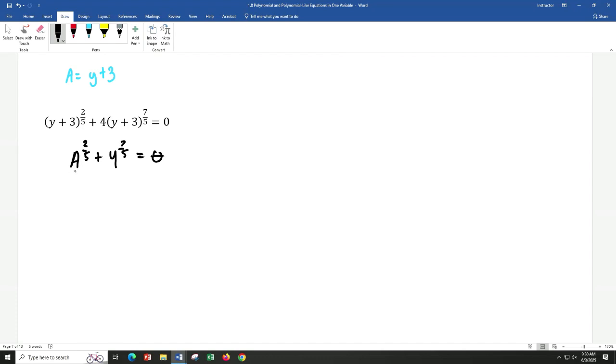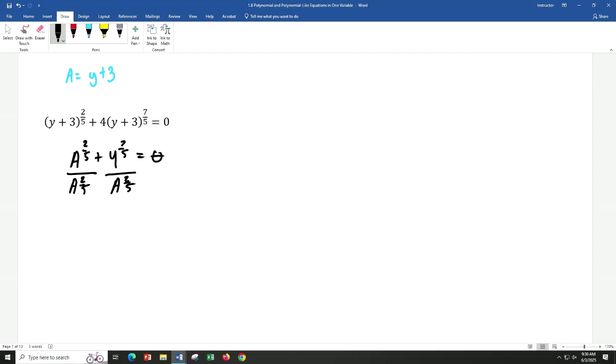That's literally dividing everything by what? A to the 2/5. So I'm going to come in here and divide A to the 2/5, and then A to the 2/5. Are we good so far? Okay. Rewrite. Be very careful. So I'm going to come down here: A to the 2/5 divided by A to the 2/5.